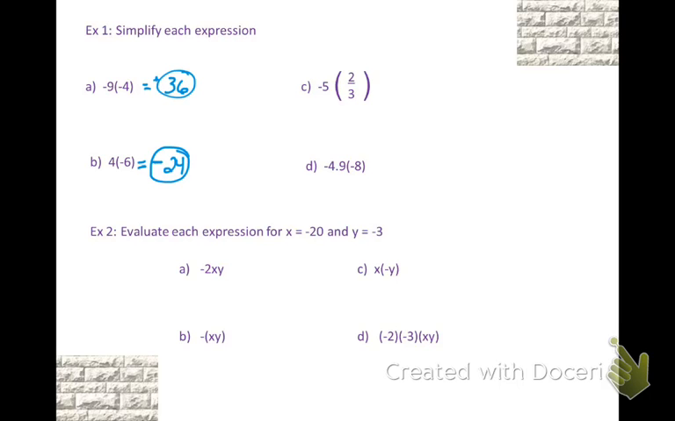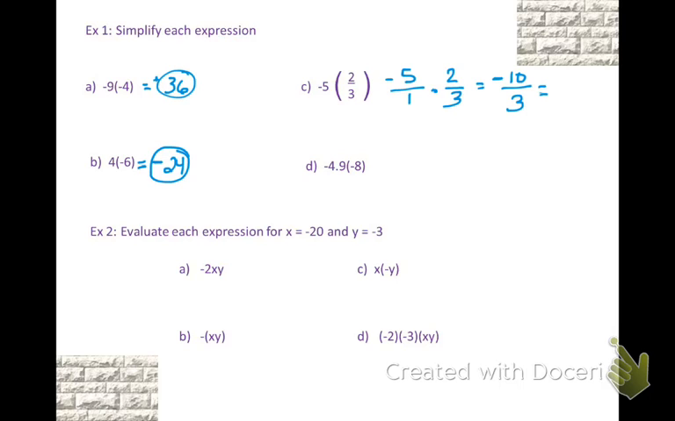C, now we have fractions, so I'm going to make it -5 over 1 times 2/3. If I can reduce it ahead of time, I'm going to, but 3 does not go into 5. So that's it. We're going to multiply across. A negative times a positive is a negative. 5 times 2 is 10. And 1 times 3 is 3.